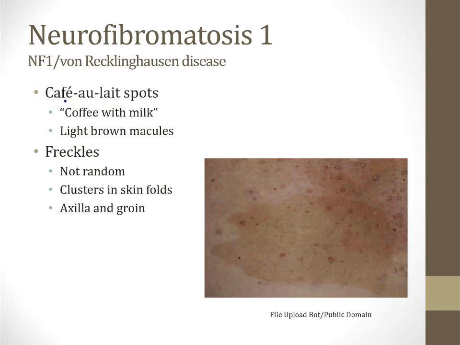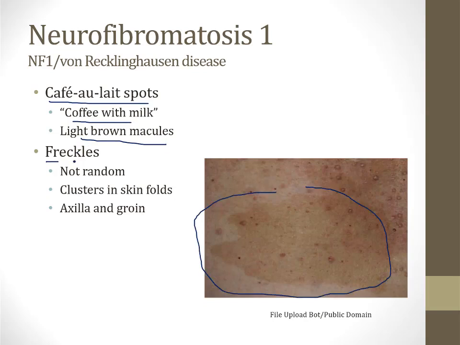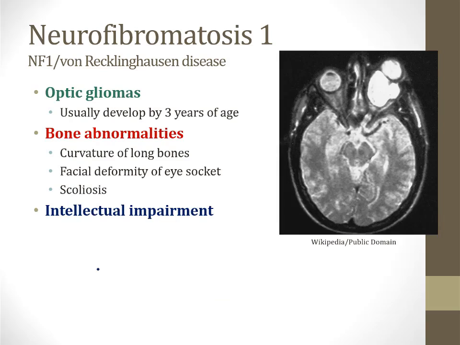The classic skin finding is a café au lait spot. Café au lait means coffee with milk, and these are light brown macules that you can see on the screen. This is a picture of one shown here. In addition, freckles are very common in people who have this disorder. They're usually not random. They cluster in the skin folds, especially in the axilla and groin. These are unusual places for freckles to be found. So those are the main findings of neurofibromatosis.